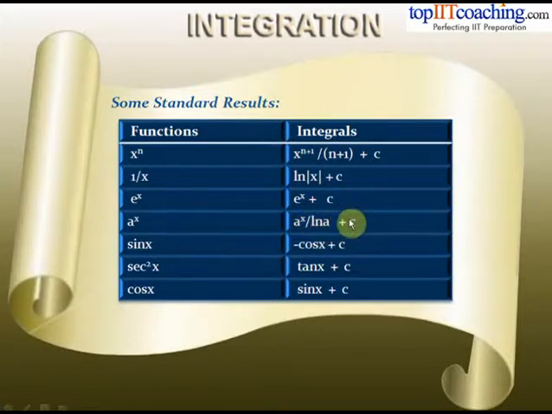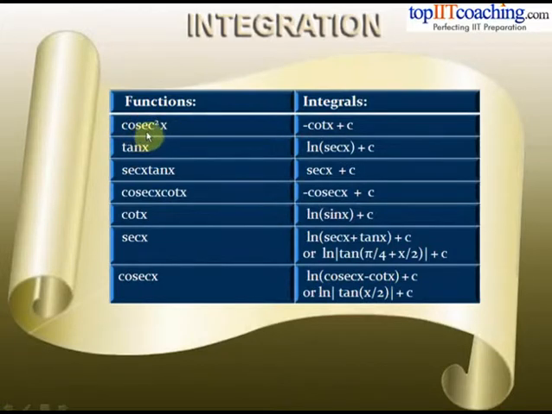plus the constant of integration. Now let's see the integral of some trigonometric functions. The integral of sin x is equal to minus cos x plus c. Similarly, the integral of sec square x is tan x plus c. The integral of cos x is sin x plus c. The integral of cosec square x is minus cot x plus c.